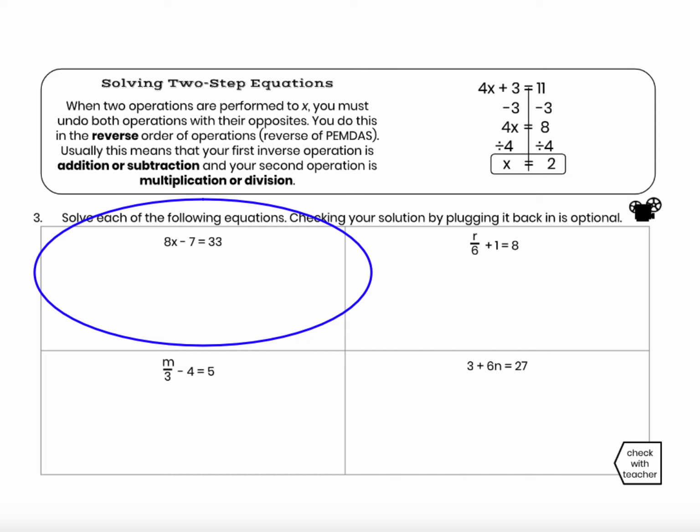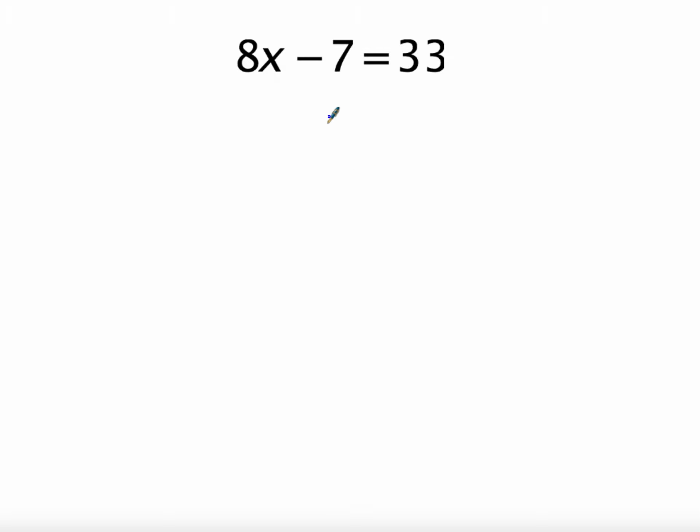You may have already completed this problem, and you can just go ahead and watch this to make sure that my work and process lines up with yours. If you haven't, then great, follow along with me. Okay, so we have 8x minus 7 equals 33.